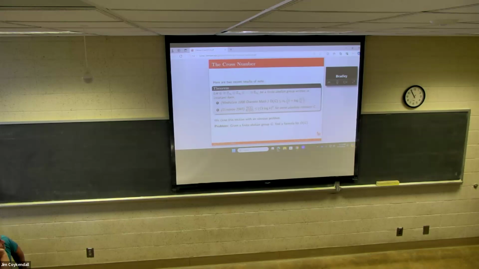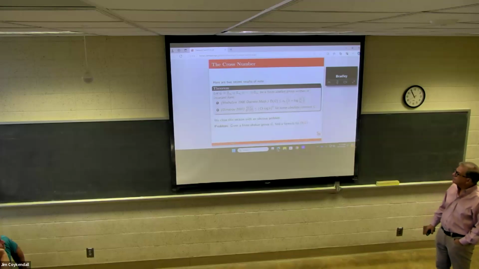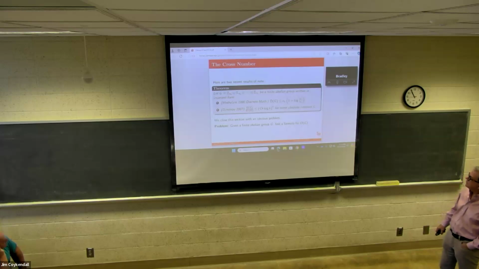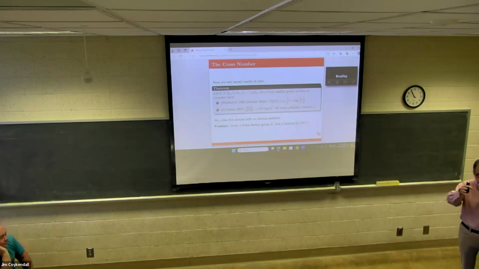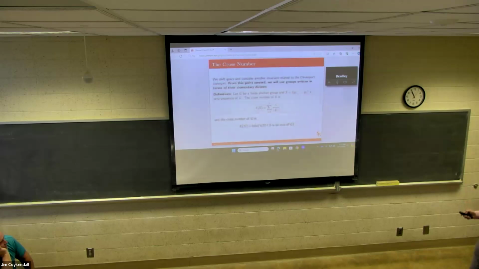So here's an obvious problem, which probably obviously doesn't have an answer. Given a finite abelian group G, find a formula for D of G. And again, you can do this if you narrow down the kind of groups you're looking at. In general, it's probably not possible to do it, but I don't think anyone can say either way at this point. There is an easy formula or there is not. Okay.